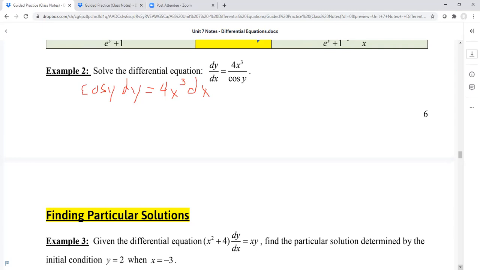Now we're going to integrate both sides. I move the 4 outside the integral this time. So the integral of cosine of y is sine y. And again, there is a plus c there, but we subtract it over to the other side.